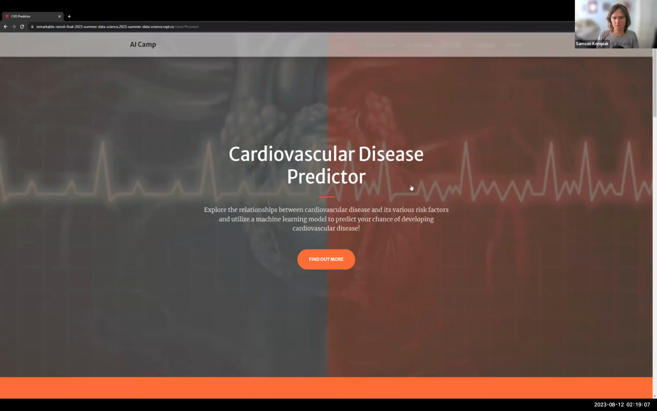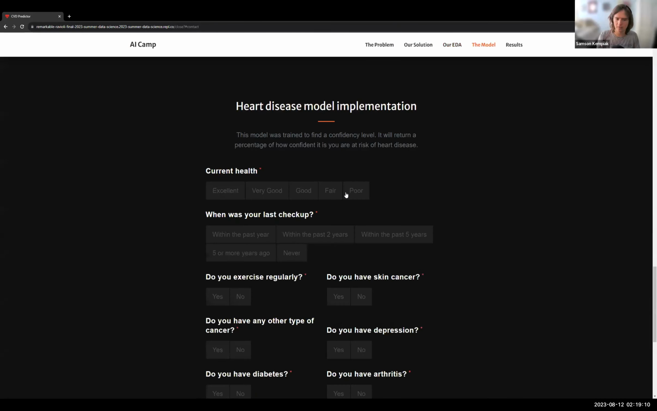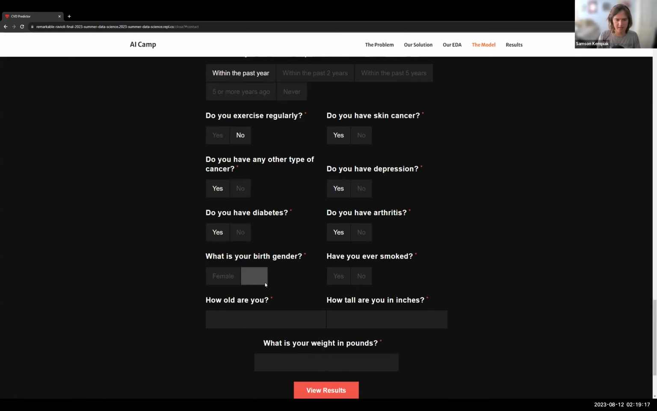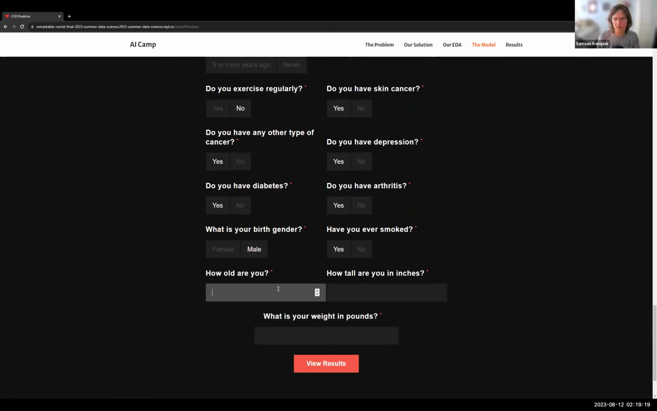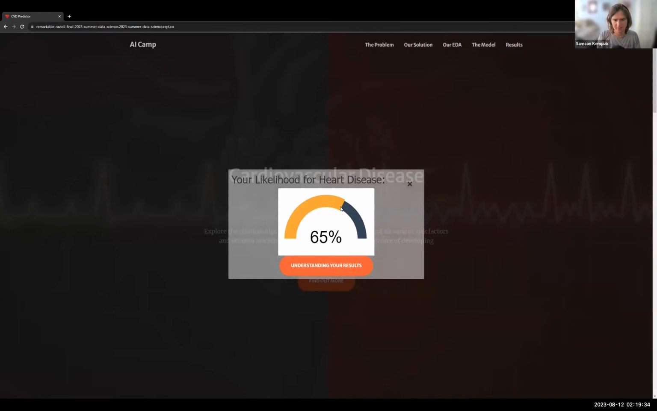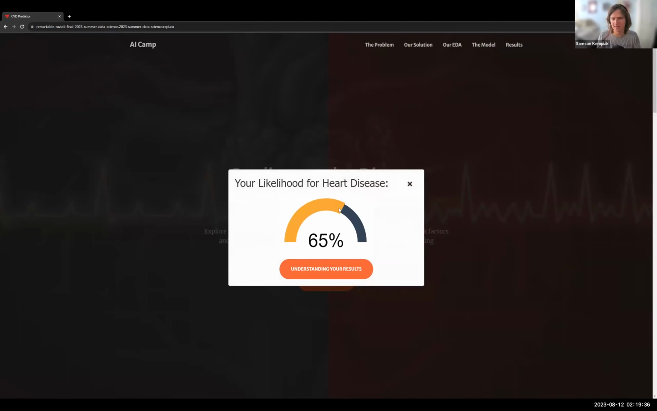And then we'll go ahead and show one that's maybe a little more unhealthy, poor health, still goes to see checkups, they don't exercise, they have had all of these afflictions. A male who maybe has had smoking, maybe they're older, so like 80 years of age, 6 feet, so like 72 inches, and maybe pretty overweight at like 250 pounds. And we can see that they have a much higher risk, which is because they have a lot of the symptoms we saw the model predicting. And next is Brian to explain what this means.